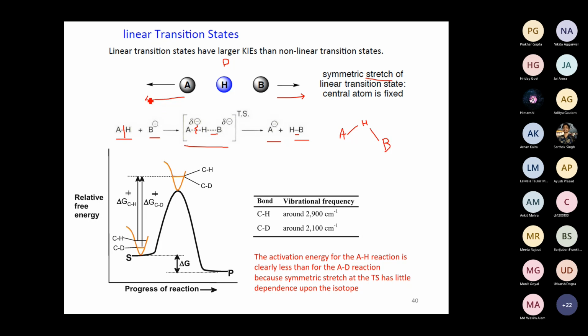It will stretch on the left hand side equally. Also on the right hand side, it will stretch equally. So suppose this is the three-molecule transition state, A, H, B. Now if you stretch, what will happen? A will move this side, B will move this side, and H is the central atom. H will move or not?